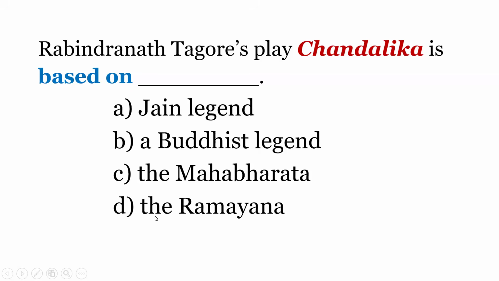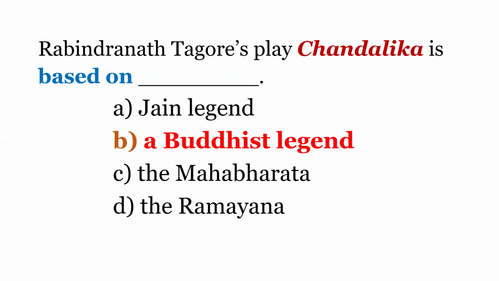the Mahabharata, D, the Ramayana. Answer B, a Buddhist legend. So Rabindranath Tagore's play Chandalika is based on a Buddhist legend. What you can do, you can get to know that Buddhist legend and the major characters in this play. You can also let me know in which year Rabindranath Tagore won the Nobel Prize for Literature.